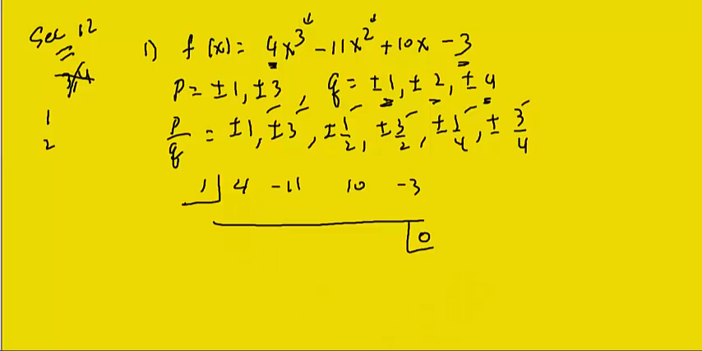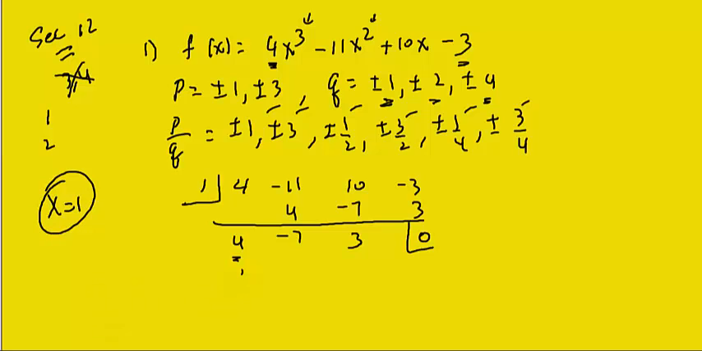So, synthetic division: add the first column, put it there, multiply by 1, put it there, add, negative 7, and then multiply by 1, negative 7, put it right there, add, you're going to get 3, multiply, you get 3, and then that's 0. It works. So x is equal to 1 is one of your zeros. Means it crosses the x-axis at that point.